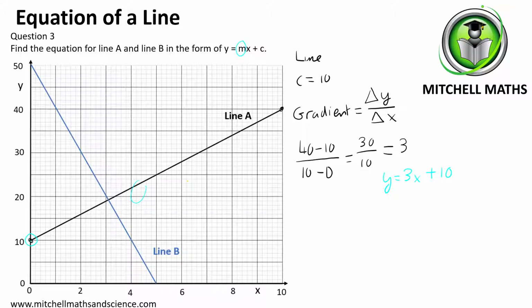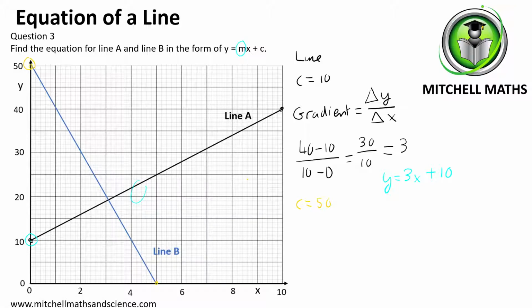Now if we look at line B, I've got my y-intercept, which is 50, therefore c is going to be 50. I know my gradient is going to be negative. What I'm going to do is take the point here at (0, 50). I'm going to take the point here. Now you choose 2 points to find the gradient. You just need to make sure they pass through an exact coordinate, but it doesn't matter where you take the 2 points on the line. As long as you do it correctly, you will get the right answer.